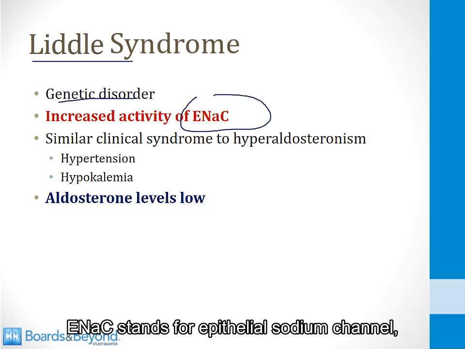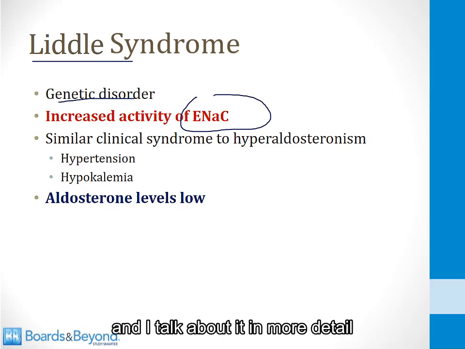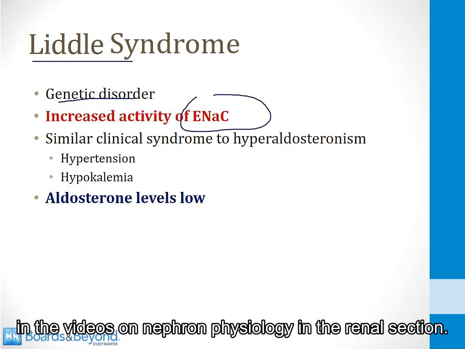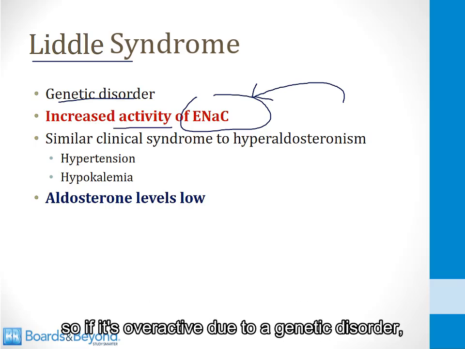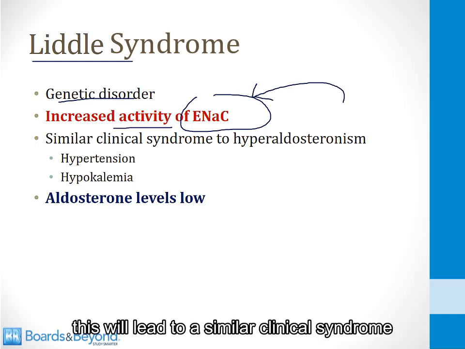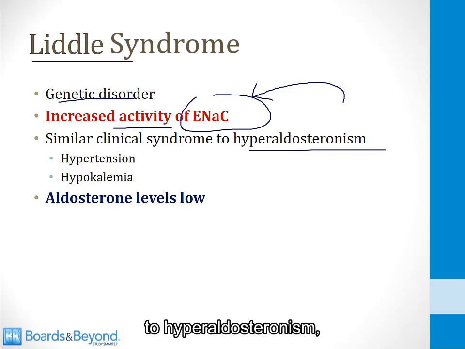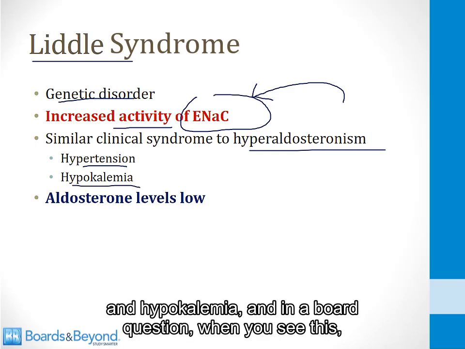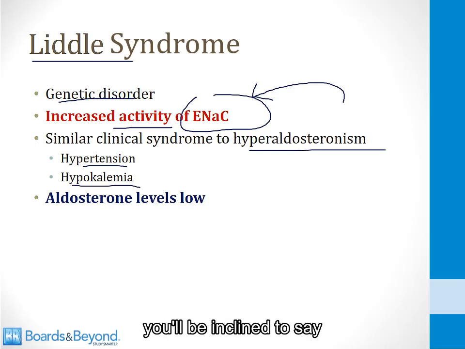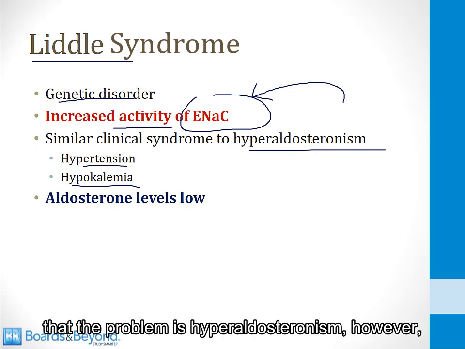ENaC stands for epithelial sodium channel, and I talk about it in more detail in the videos on nephron physiology in the renal section. Normally, aldosterone promotes the activity of this channel, so if it's overactive due to a genetic disorder, this will lead to a similar clinical syndrome to hyperaldosteronism. Children with this condition have hypertension and hypokalemia, and in a board question, when you see this, you'll be inclined to say that the problem is hyperaldosteronism.